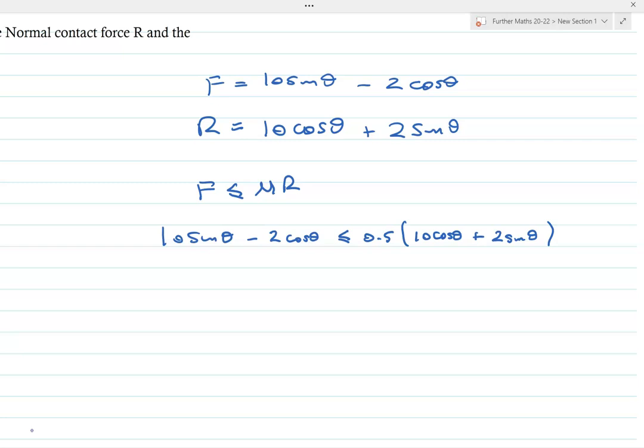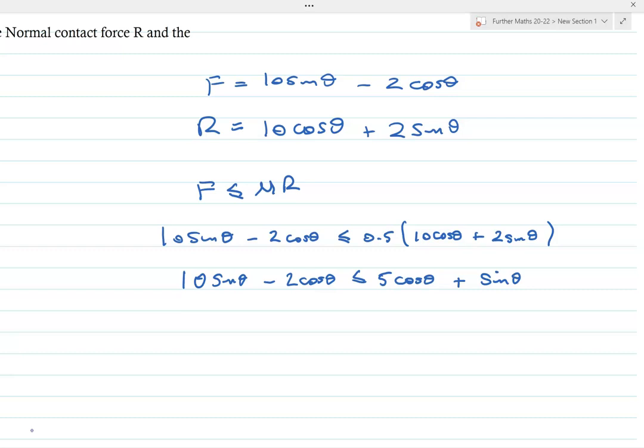Okay, and so that means that we can multiply that out. 10 sine theta minus 2 cos theta is less than or equal to 5 cos theta plus 1 sine theta.